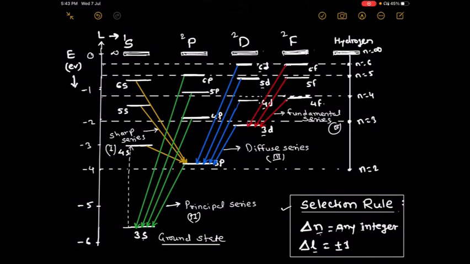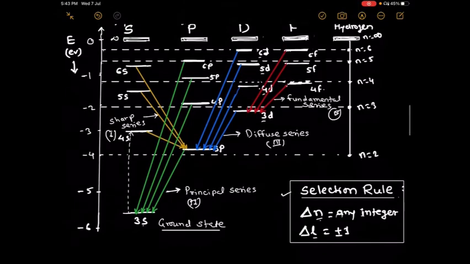If we consider the different series of spectral lines which arise in that spectrum, according to Rydberg's observation, he observed that generally there are four series of spectral lines. The first one is the sharp series, the second is the principal series, the third is the diffuse series, and the fourth is the fundamental series. These series arise due to the transition from the running state to a fixed lower state.